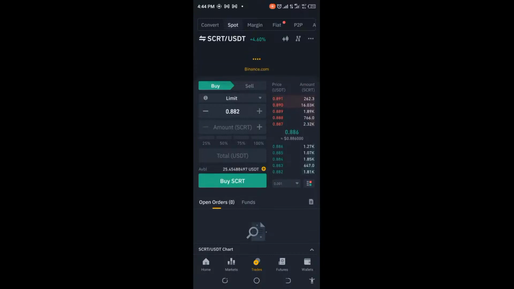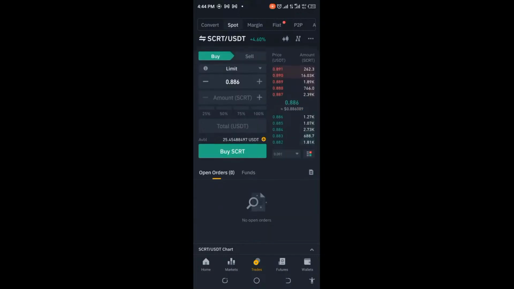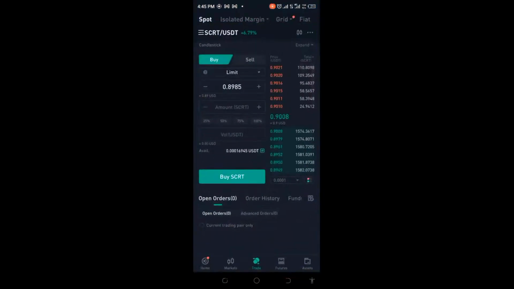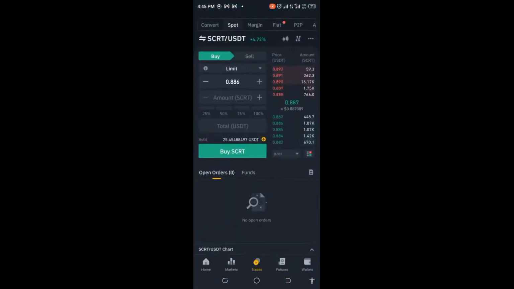USDT. So you can see here currently it is, let's see what the price is here, 0.886, and on KuCoin it is, let's see what it is, 0.9. So there is a difference, so we need to be really fast. Okay, the first thing we're going to do here is purchase this.